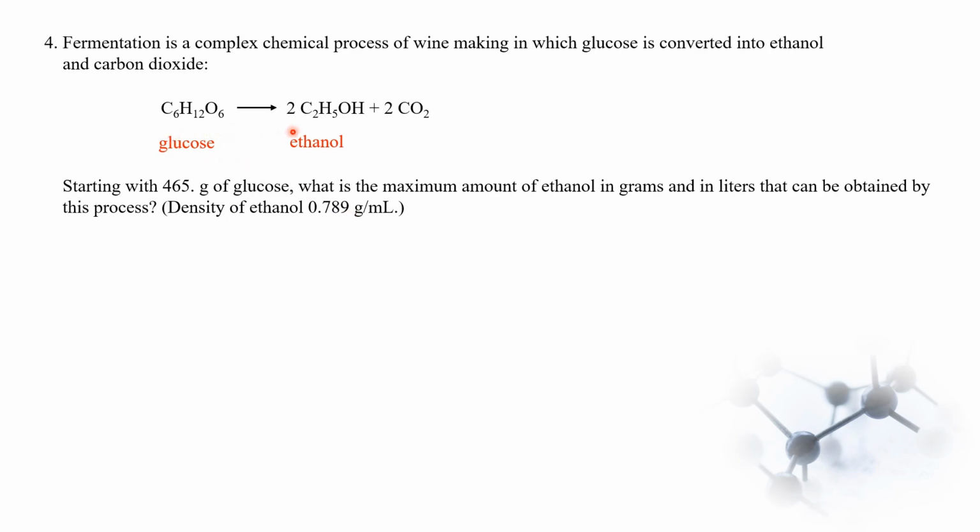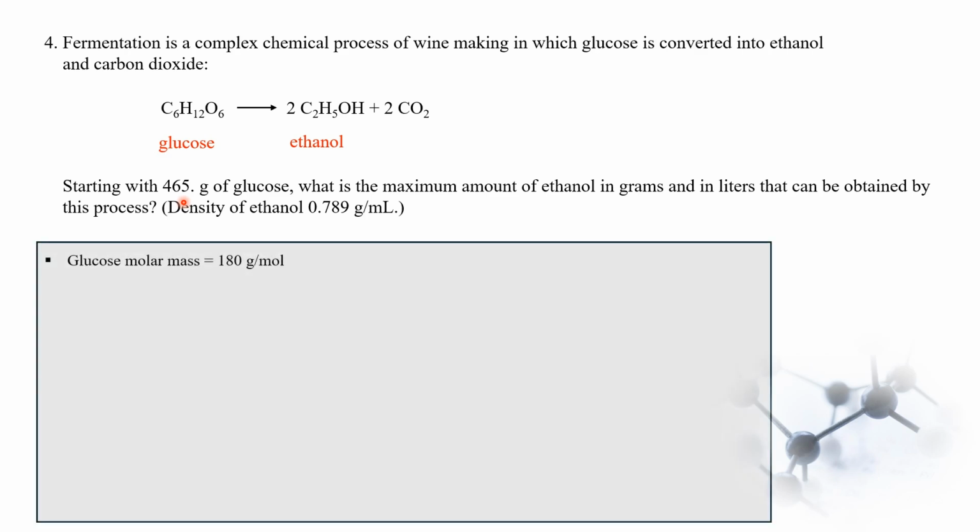Now we are reading the chemical equation using moles, number of moles. 1 mole of glucose, 2 moles of ethanol, 2 moles of carbon dioxide. Therefore, the first step is to convert the gram quantity of glucose into moles of glucose using glucose molar mass. Glucose molar mass is 180 grams per mole. 465 grams of glucose converted into moles: mass divided by molar mass is equal to number of moles. So 2.58 moles of glucose present at the beginning.